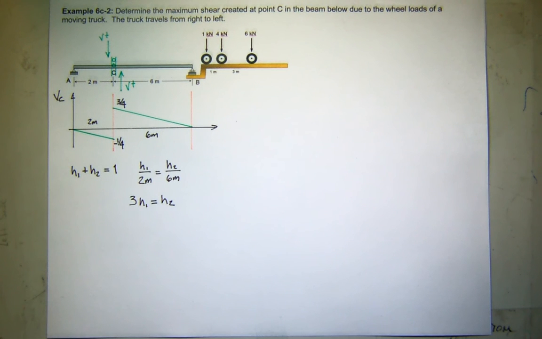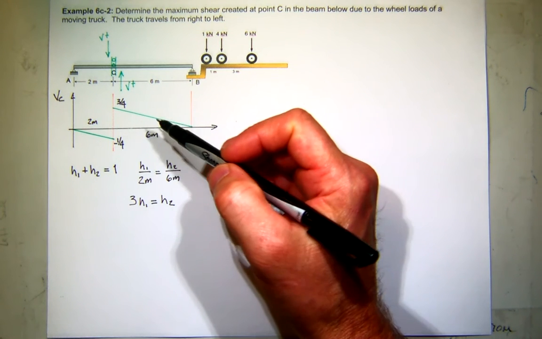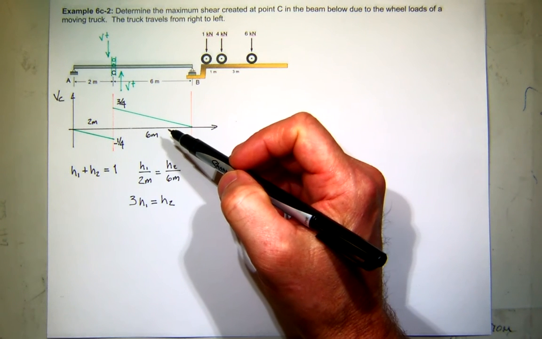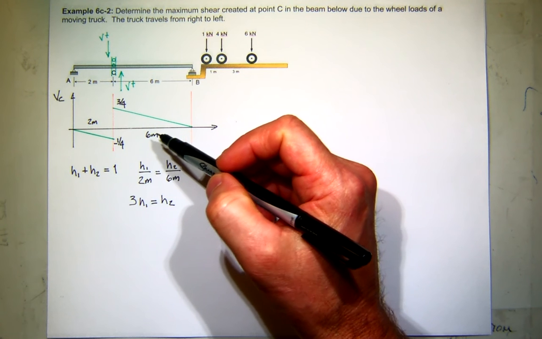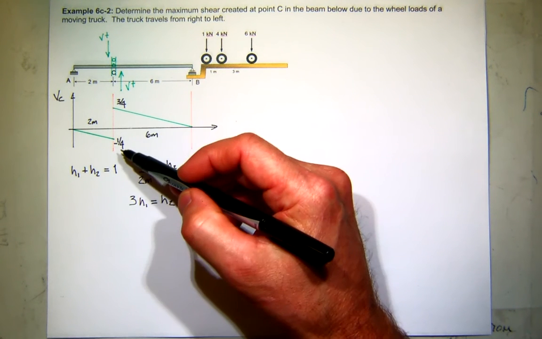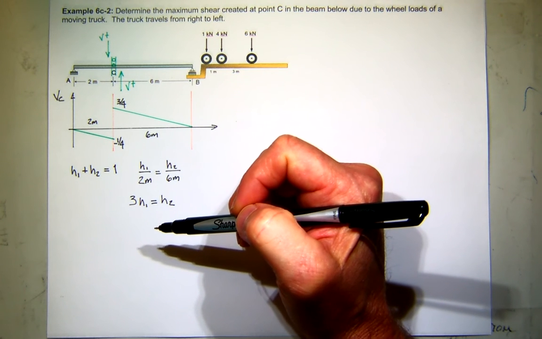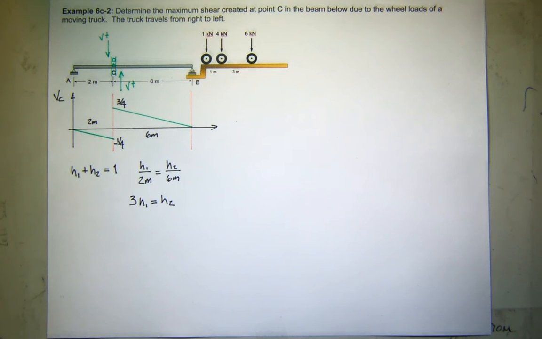There's a lot of different ways to approach it. It's all based on the fact that these triangles have the same slope and that they'll be therefore similar. So since this is 3 times bigger than that, this value is 3 times bigger than that. Okay? Questions?